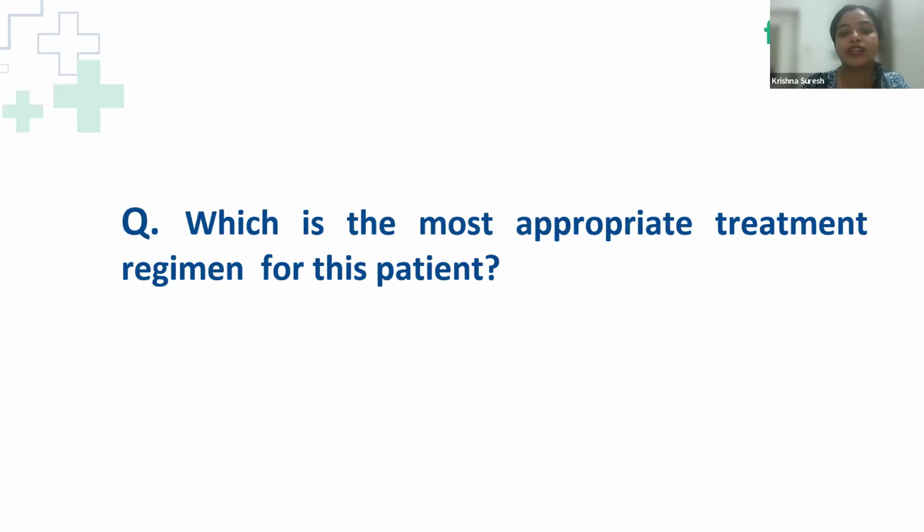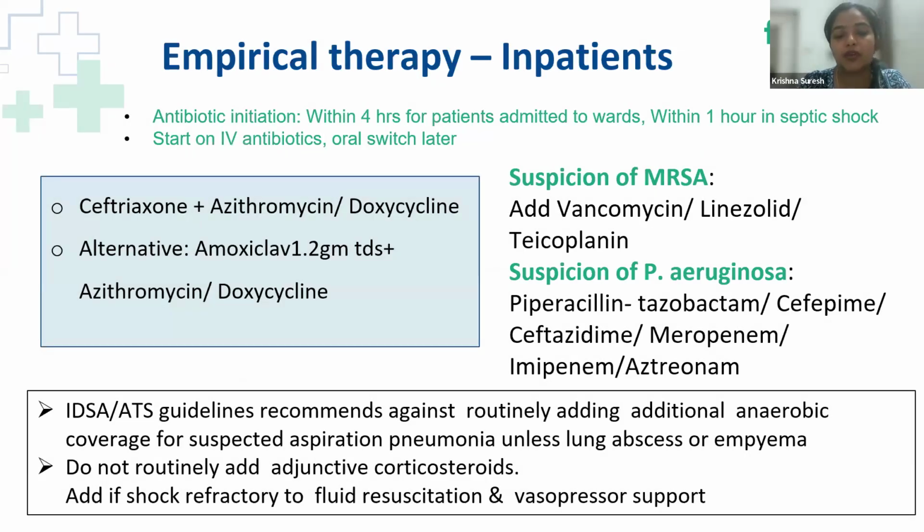Now, which is the most appropriate treatment regimen for this patient? So let us look at the empirical therapy options for inpatients. In inpatients, it is recommended that the antibiotics should be initiated within 4 hours for patients admitted to wards and within 1 hour for patients in septic shock. This 1 hour is called the golden hour in patients who are in sepsis. Recommendation is to start IV antibiotics initially, and later when the patient is clinically stable, an oral switch can be made. The regimen recommended is ceftriaxone with azithromycin or doxycycline. Alternatively, amoxiclav 1.2 gram TDS with azithromycin or doxycycline can also be used.